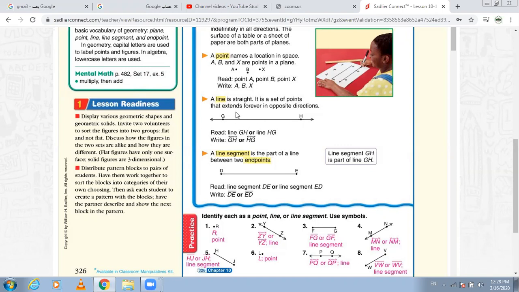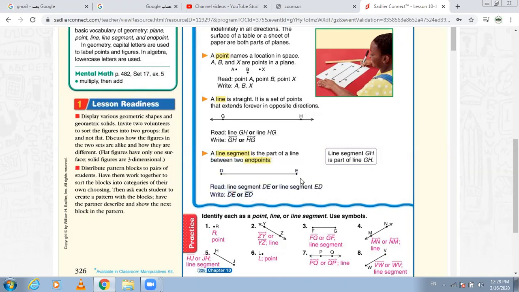This is called line. Now we are in line segment. What is the meaning of line segment? It is the part of a line between two end points. Look at here, we have two end points. So the difference between a line and the line segment: in the line we have two arrows. In the line segment we have two end points.